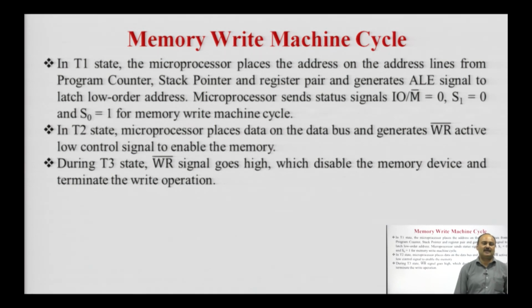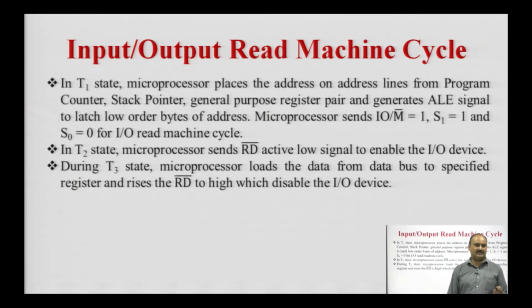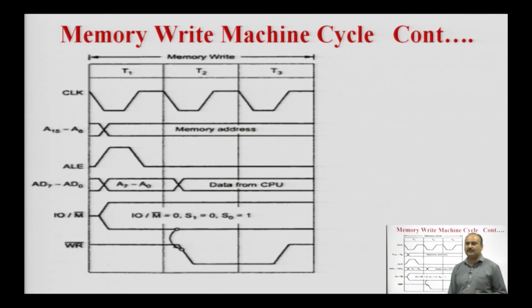With the help of the write control signal, the microprocessor will enable the memory device. Once the memory is enabled, the processor will write the information into the memory device. During the T3 T state, the write control signal changes from logic 0 to logic 1 and it will disable the memory device. So, these are the various operations performed by the microprocessor during the T1, T2 and T3 states of the memory write machine cycle. This is the timing diagram of the memory write machine cycle.